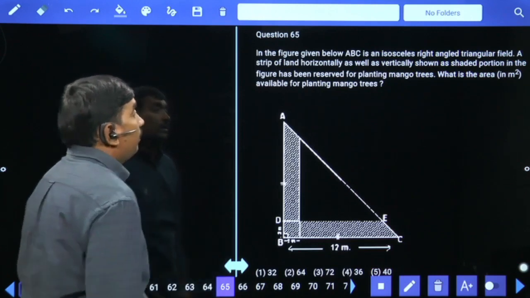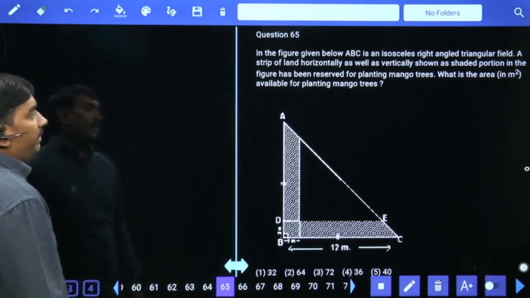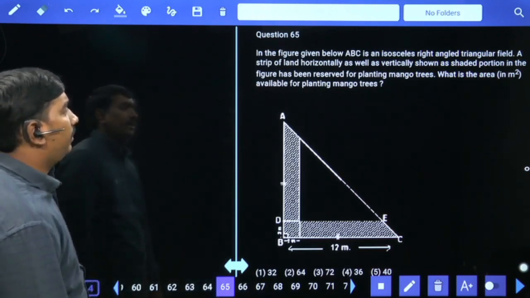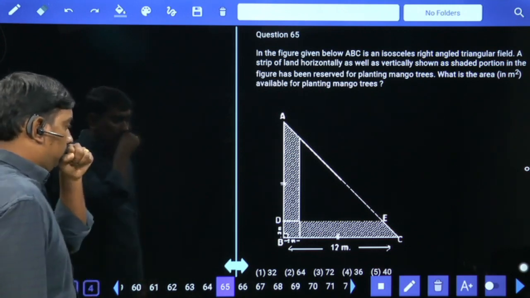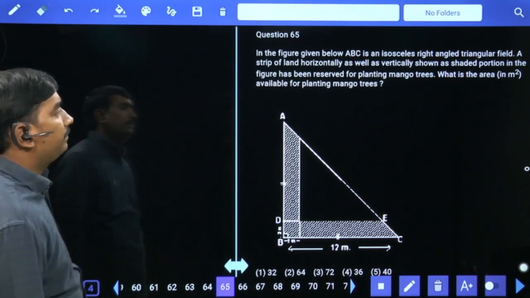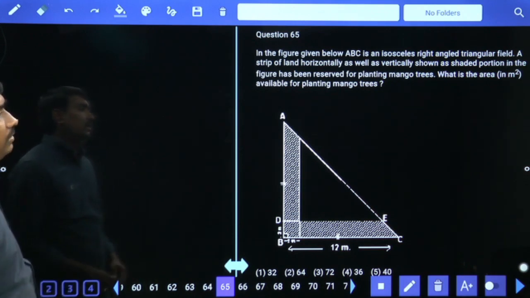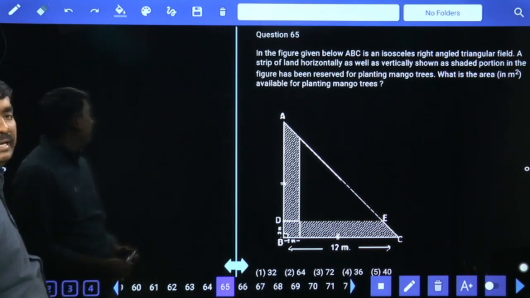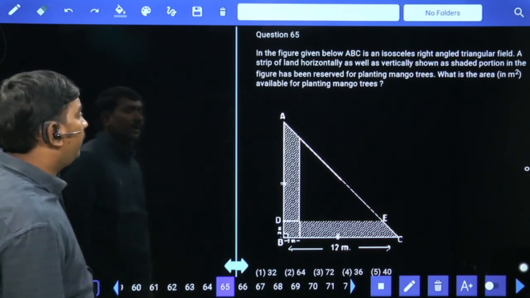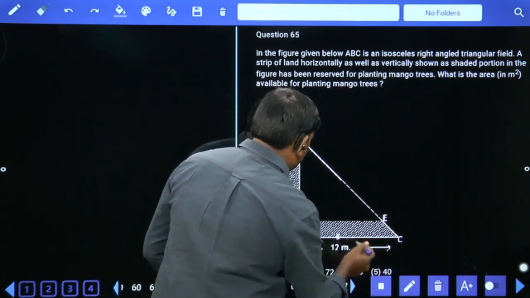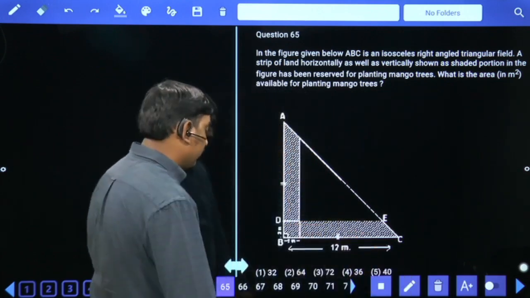In the figure given below, ABC is an isosceles right angle triangular field. A strip of land horizontally and vertically, as the shaded portion in the figure, has been reserved for planting mango trees. What is the area available for planting mango trees? This shaded region is how much we need to calculate.